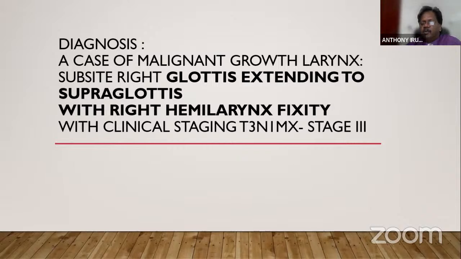What are all the chemotherapeutic agents we use? In the Veterans trial, we can use either a 2-drug regimen or a 3-drug regimen. If it's a 2-drug regimen, we can go for cisplatin and 5-fluorouracil. If it's a 3-drug regimen, along with it, a taxane, docetaxel or paclitaxel, can be used.